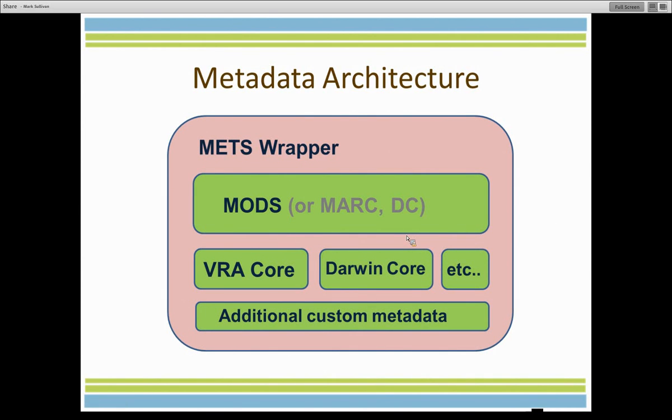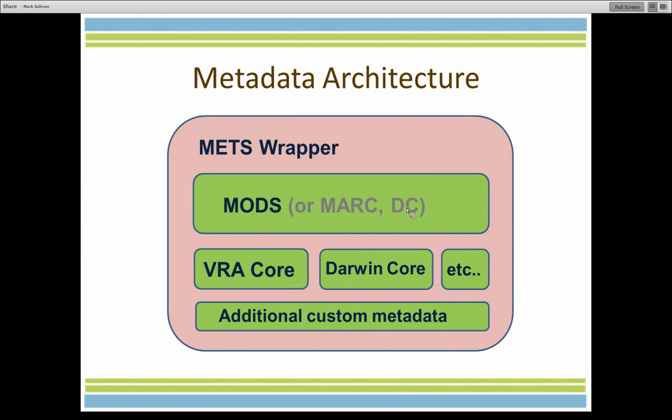So this represents all the work that our catalogers are doing. They're looking at the item and creating this bibliographic data, and that's where the bulk of it would go. In most cases, it's MODS. You can choose to store it as MARC or Dublin Core if you'd like. And then after that, we have these extension schemas. So we have any number of extension schemas, and that's extendable.